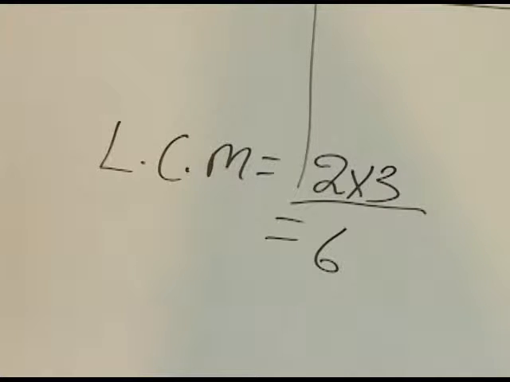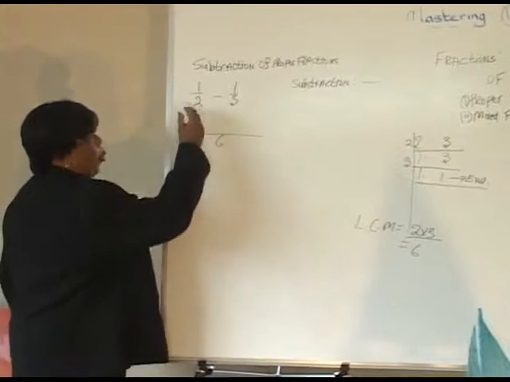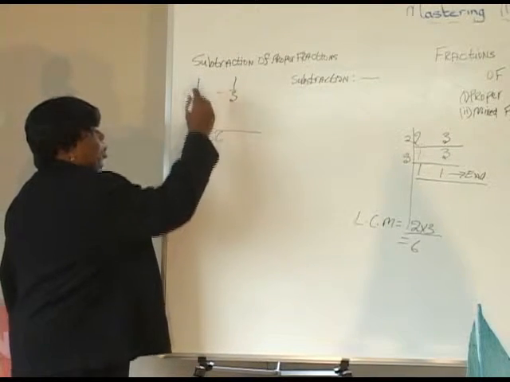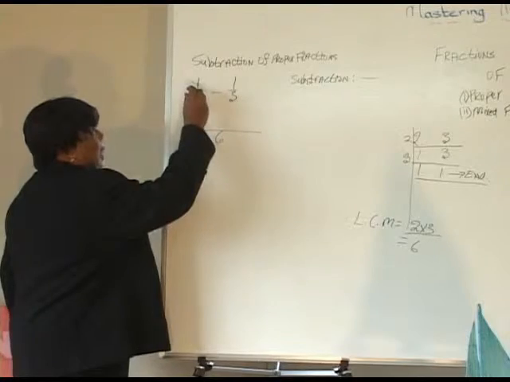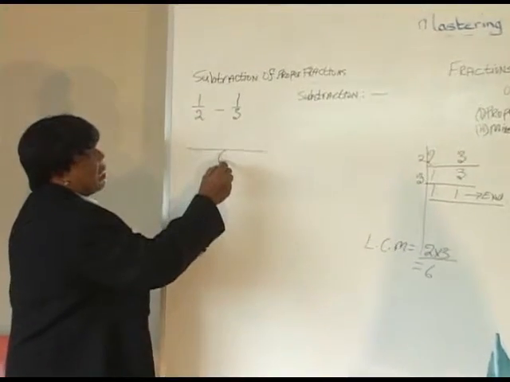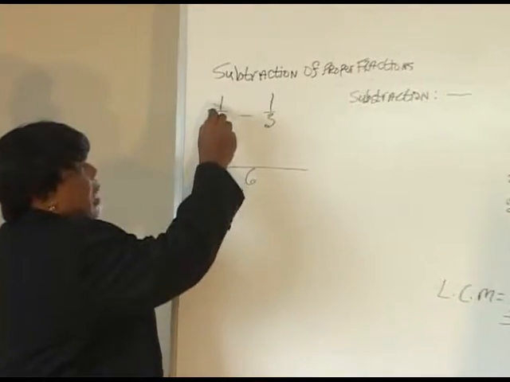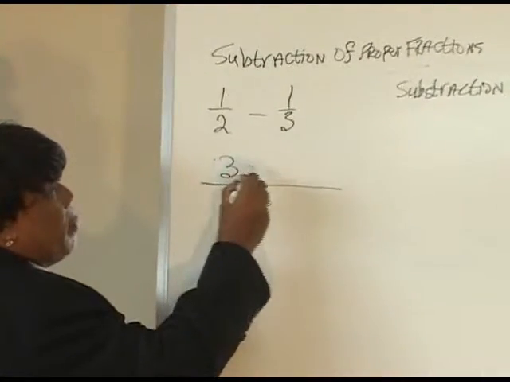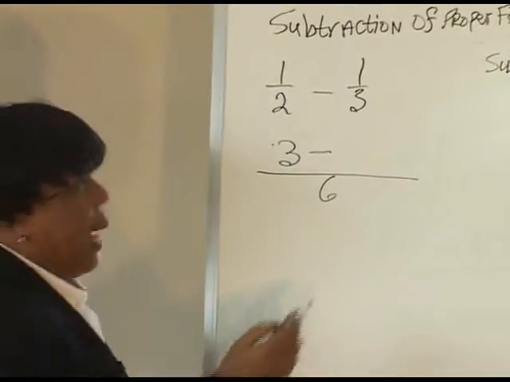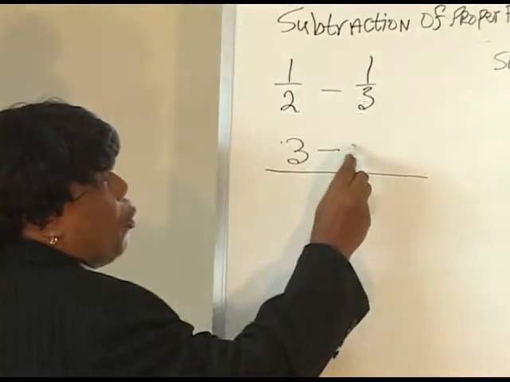All right, so we have 6. And we go, 2 into 6 goes 3 times. 3 times 1, so whatever number we get when we divide, we multiply it by the numerator. And so we're going to say 2 into 6 goes 3 times. 3 times 1 would give us 3. And it's minus 3 into 6 goes 2 times. 2 times 1 would give you 2.